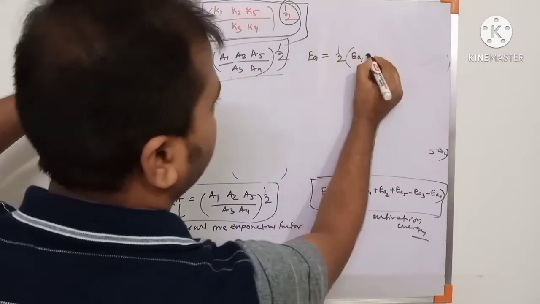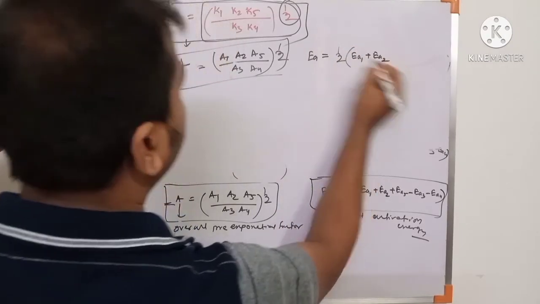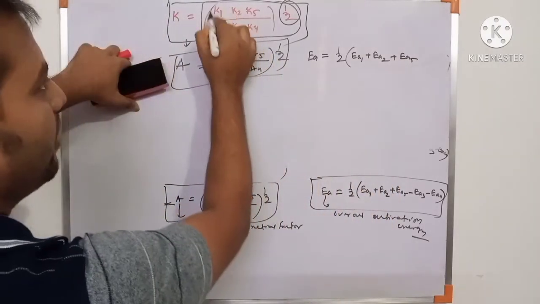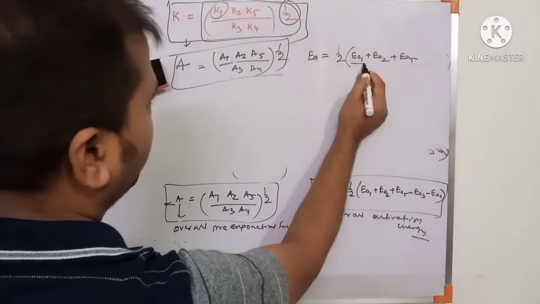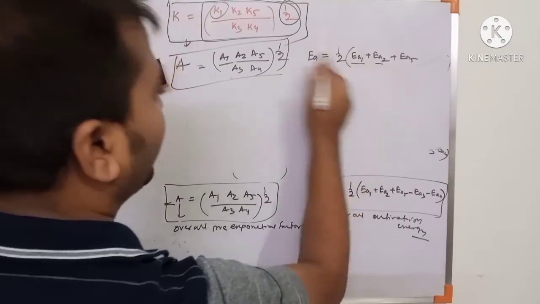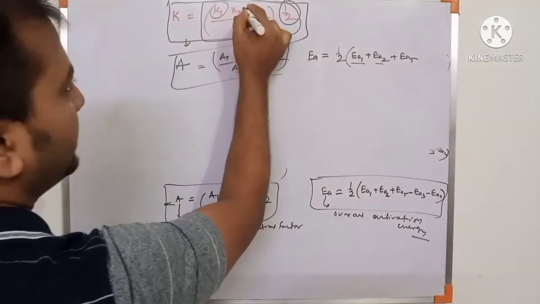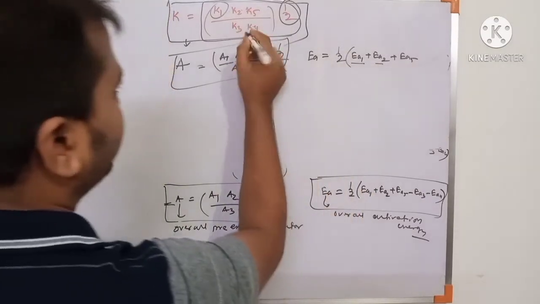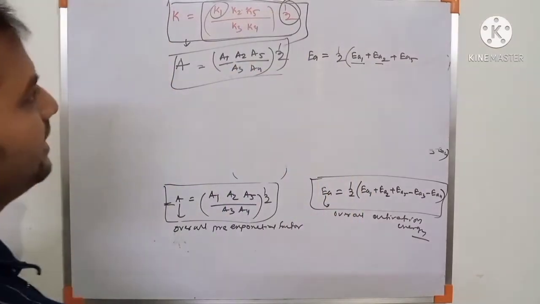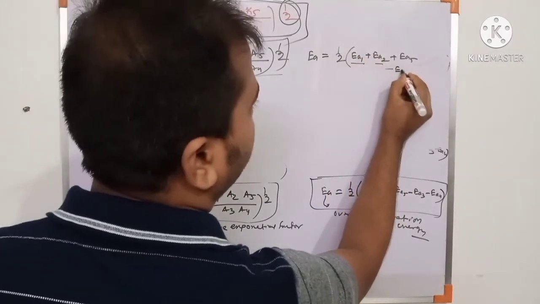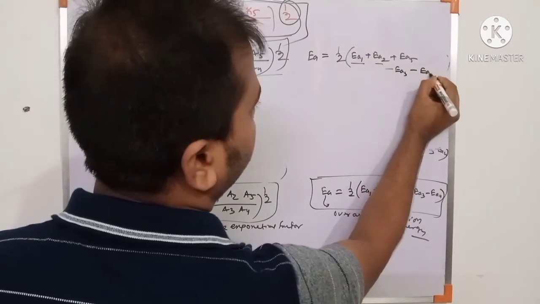Half into the multiplied addition: EA1 plus EA2 plus EA5, where K1 is substituted by EA1, K2 by EA2, and so on, like the ln factor. So multiplication becomes ln addition, and division becomes subtraction, so this is EA3 minus EA5.